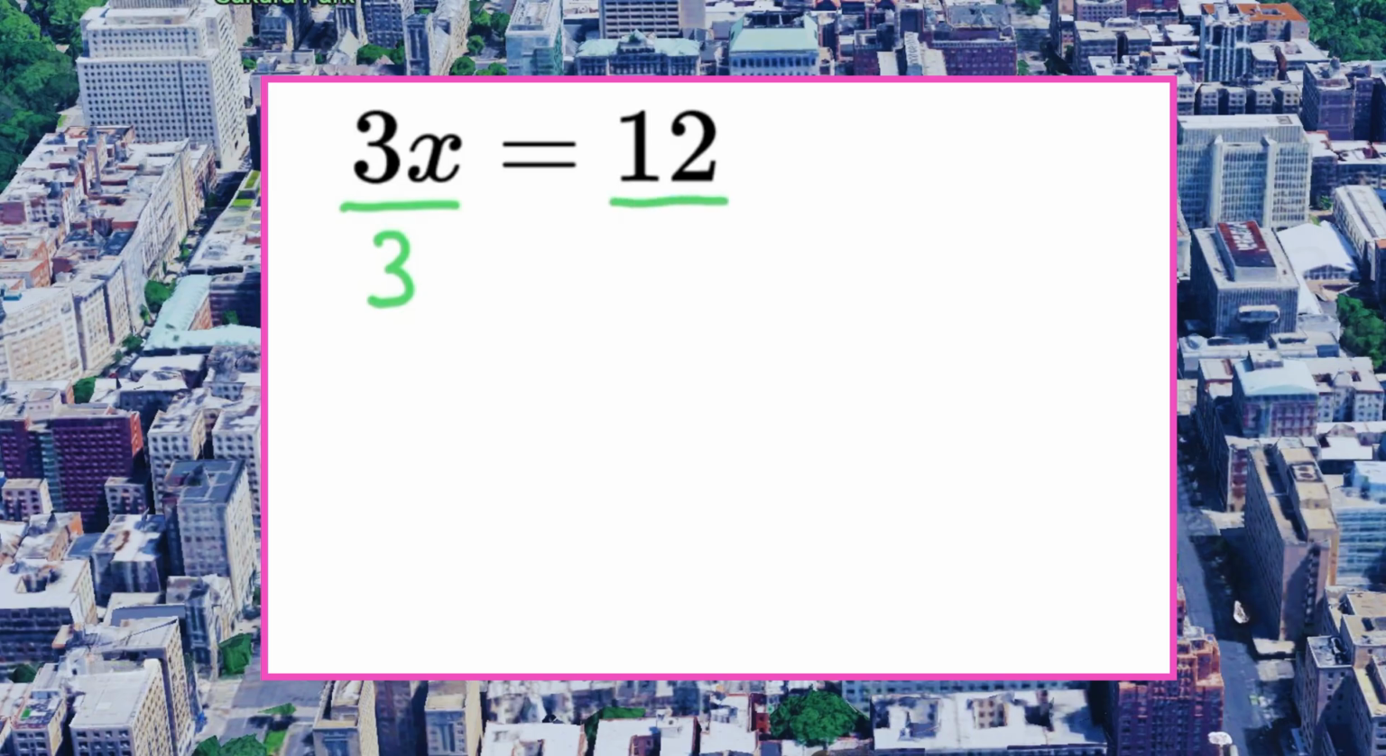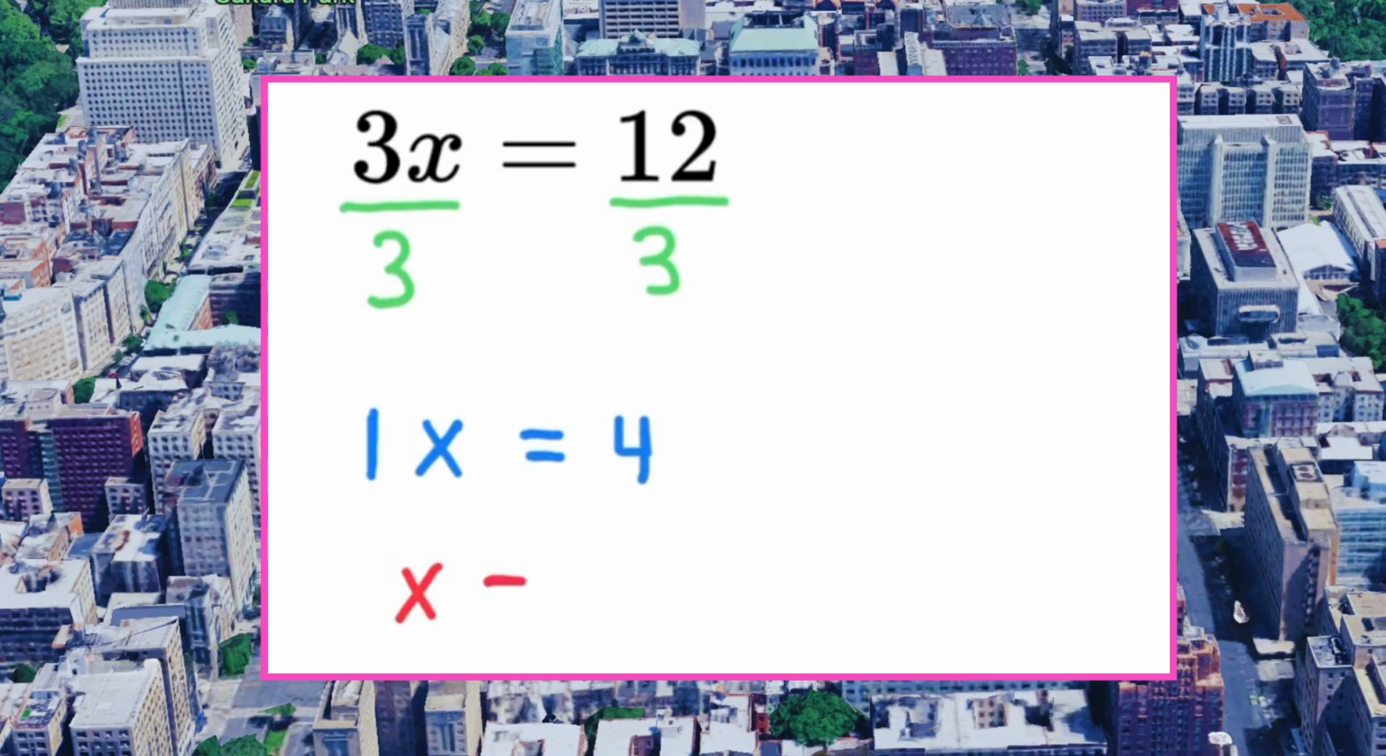I must determine the value of x by isolating x. In order to do so, I'll apply inverse operations. Since I see that 3 is a coefficient and a multiplier, I divide both sides of my equation by 3. 3x divided by 3 is 1x, and 12 divided by 3 is 4.